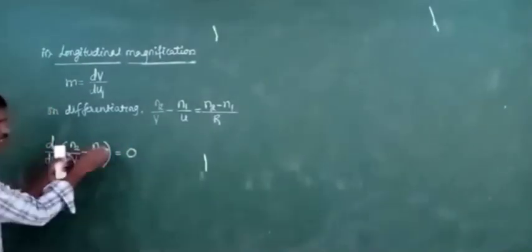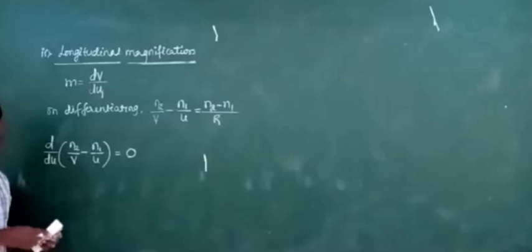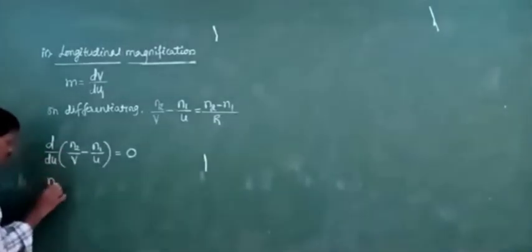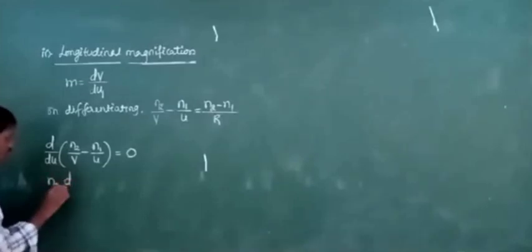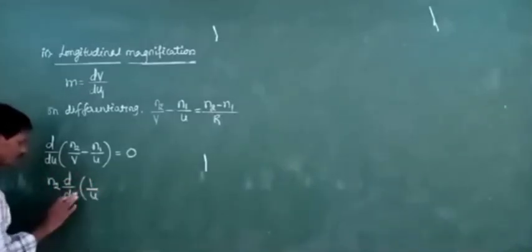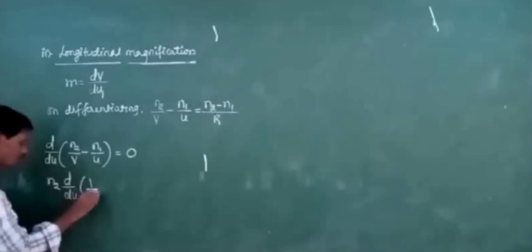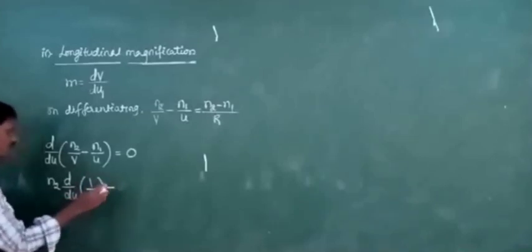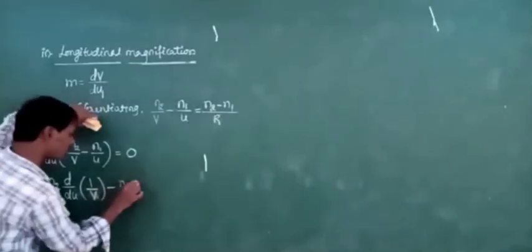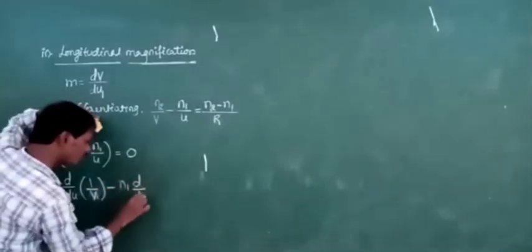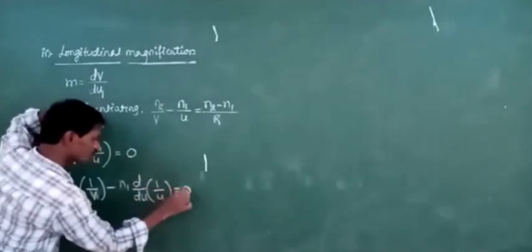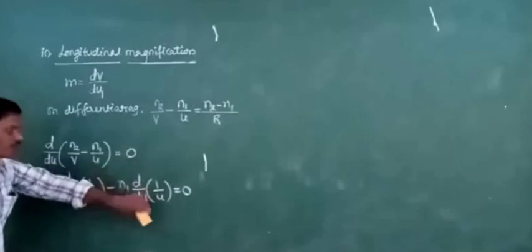Then differentiating this one, I hope you already studied differentiation. Now n2 is constant, I will take it outside. Differentiation of 1 by v with respect to u. Then here n1 is constant, I will take it outside. Differentiation of 1 by u with respect to u.